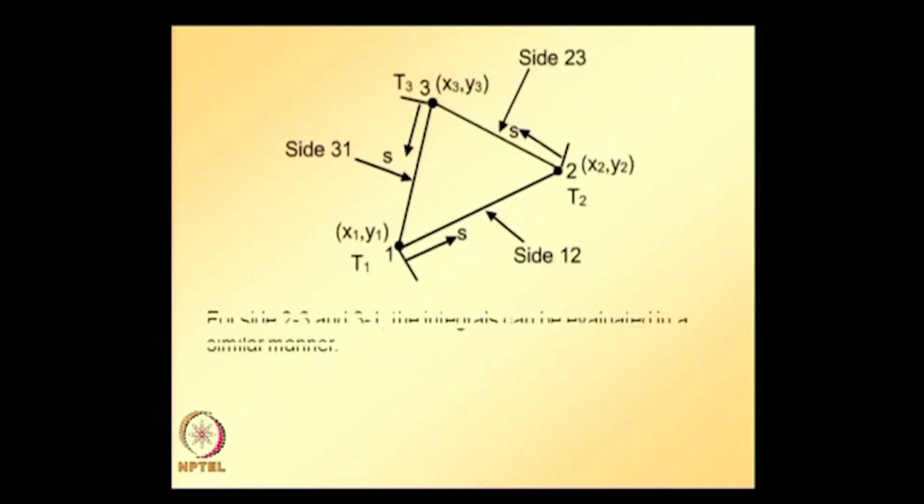So, for side 2 3 and 3 1, integrals can be evaluated in a similar manner, except that local coordinate system should be defined as shown in the schematic, and noting that the shape function of node which is not part of a side is going to be 0 along that side.